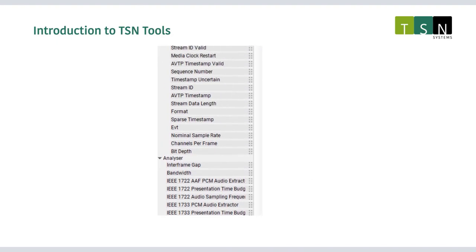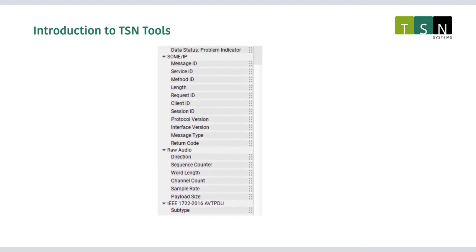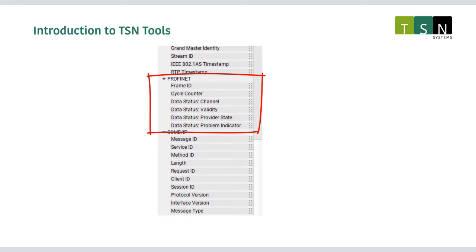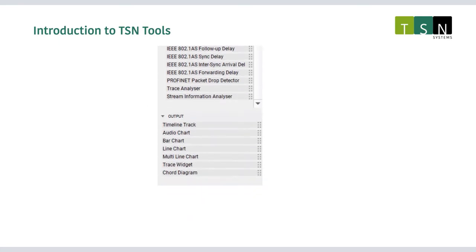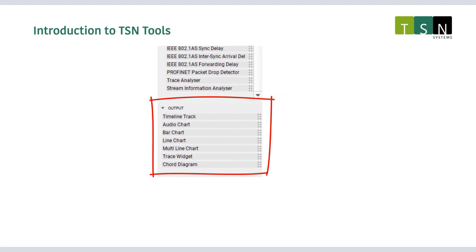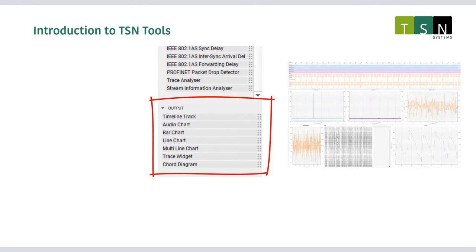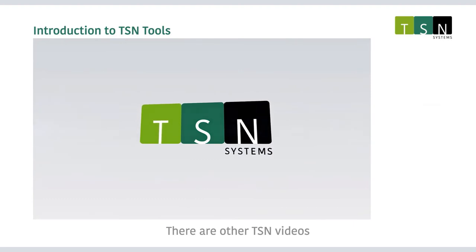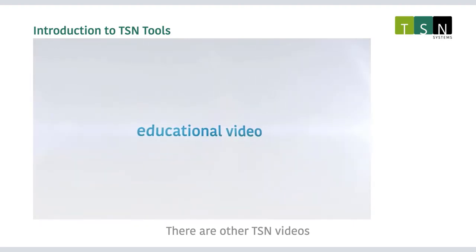For service-oriented architectures, there is extensive support for SOME/IP analysis. Finally, there are many special features for Profinet analysis. At the bottom of the asset library area, you find all the graphical features, for example, the timeline, the line chart, the bar chart, the audio PCM chart, and the trace widget. For more details, we have videos for many special use cases in a constantly growing number.